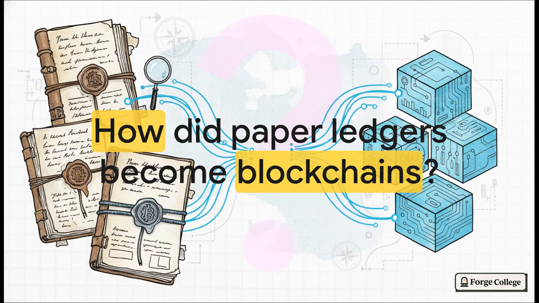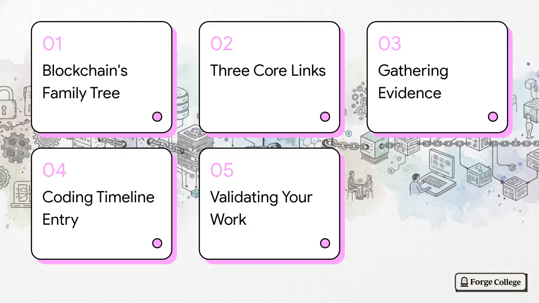For this explainer, I want you to step into the shoes of an intellectual detective. Your mission isn't to dust for fingerprints or wear a trench coat. It's to find the missing conceptual links between those old wax-sealed notary ledgers and modern decentralized networks. We are going to connect the dots between what people were doing centuries ago and the actual code that runs Web3 today. Okay, let's dive into this.